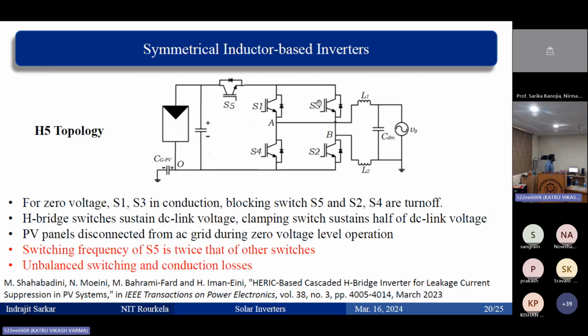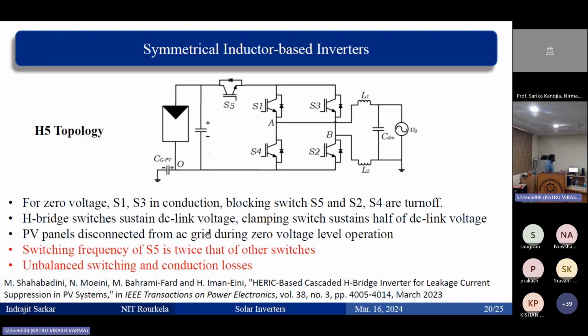During the zero voltage freewheeling state, when the current is freewheeling, at that time we make this on and make this off. When we make this off, the input side and output side are decoupled. So for zero voltage, meaning freewheeling, S1 and S3 are in conduction, S5 is in blocking state, and these two are off. So the H-bridge switches sustain the DC link voltage. The clamping switch sustains half of the DC link voltage. So those things come into the picture.